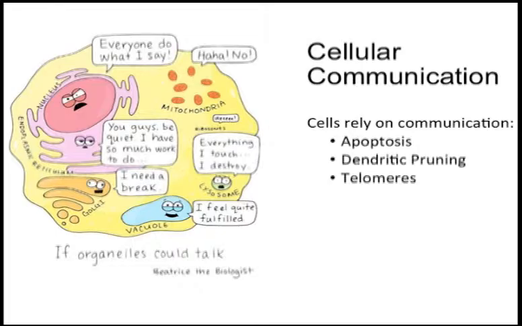So we alluded to the fact that within the cell, there's a real important need for them to be able to communicate well. And I think science is just starting to scratch the surface on how we understand those communications to take place. Apoptosis, dendritic pruning, and the telomeres are probably the most popular topics looked at in science right now. So with our limited time frame here, I'm just going to look briefly at what those are.